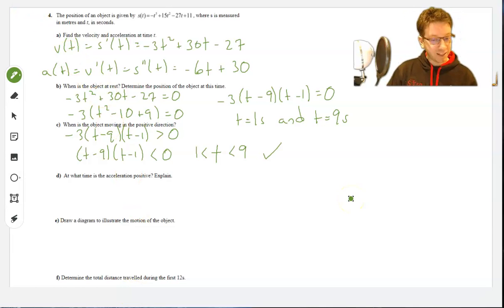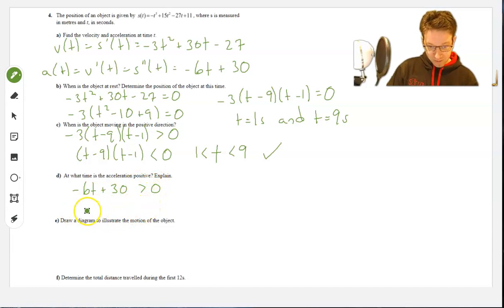Part B is a similar type of question, or part D, sorry. At what time is the acceleration positive? So here we have the equation for acceleration. We have minus 6t plus 30, and it wants to know when this is positive. So when is that greater than 0?